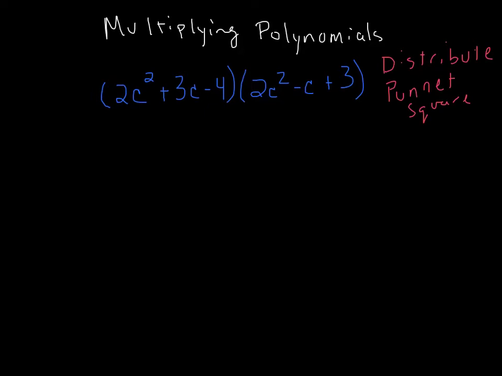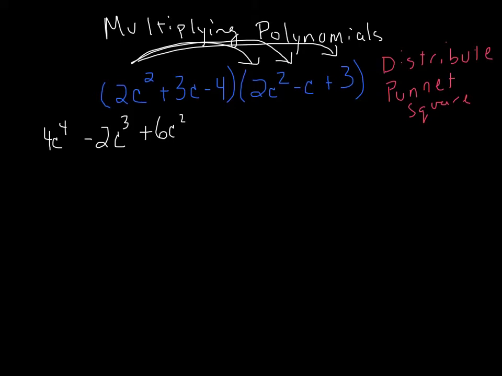So I'm going to use all three colors here because we have lots of distributing to do. Alright, so let's start with the 2c squared, and you're just going to distribute that to all three terms. So 2c squared times 2c squared is 4c to the fourth. 2c squared times negative c will give you negative 2c to the third. 2c squared times 3 will give you plus 6c squared. Okay, that's the first one.